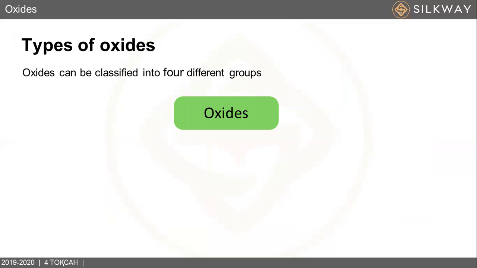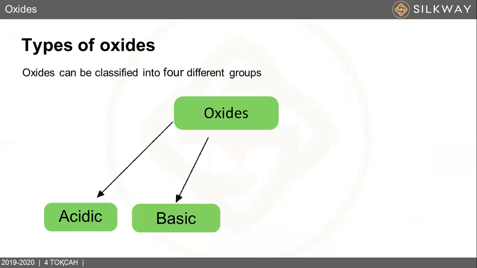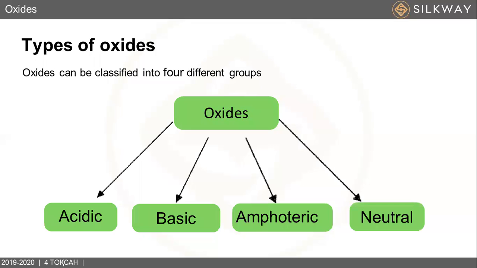Oxides can be classified into 4 different groups: acidic, basic, amphoteric, and neutral.